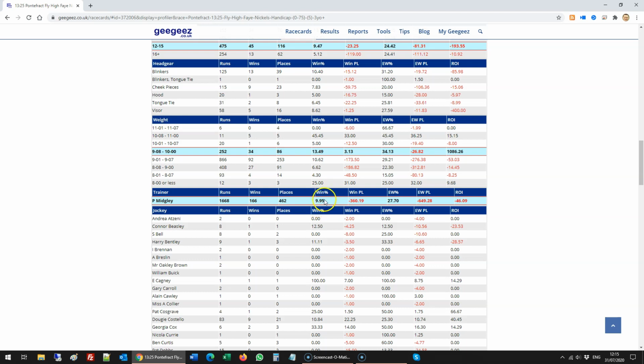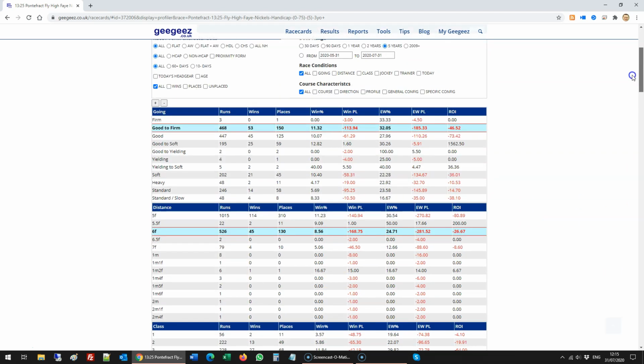So I'm looking for scenarios where Midgley is bettering 10%, and we can see that on fast ground he has a better record, and all weather and heavy. I mean, the small sample size for heavy, but on the all weather particularly, it's not really Midgley's stamping ground.